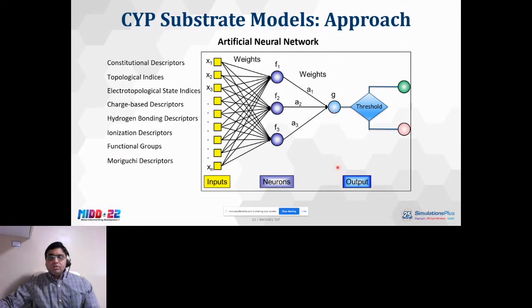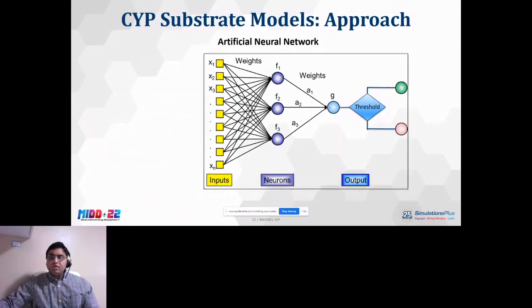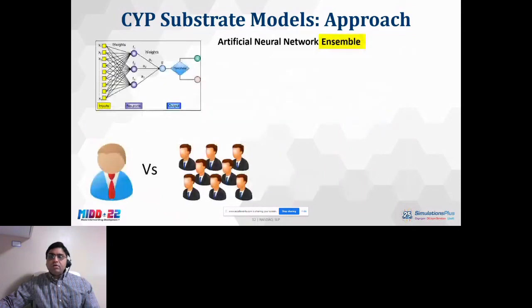This artificial neural network has been shown to be a very promising model building method. However, it has been reported in the literature, and we have shown in the past, that instead of relying on only one model, it is better to build multiple models, or an ensemble of models.